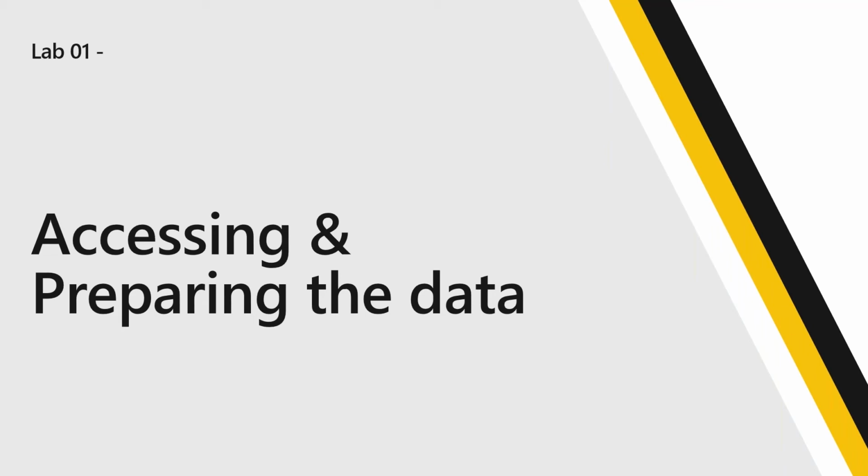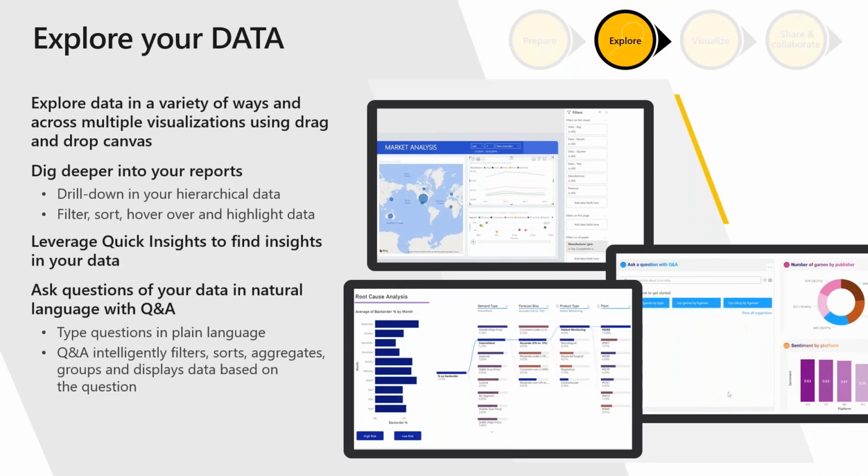So at this point, we're going to start Lab 2. And Lab 2 is where we're going to start exploring the data. We're going to select data elements. We're going to sort them. We're going to filter data. We're going to leverage cross-filter capabilities. We're going to drill into and across the data set. We're going to pivot and slice the data.